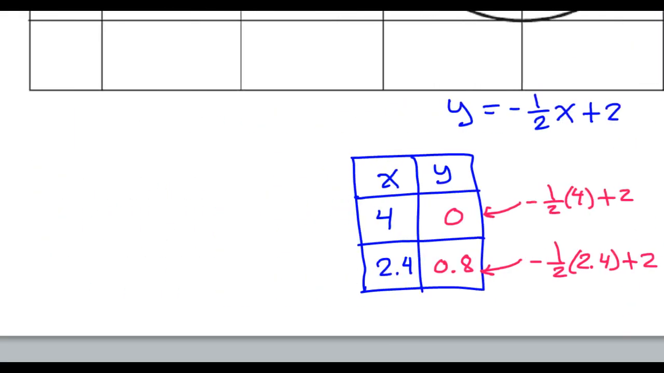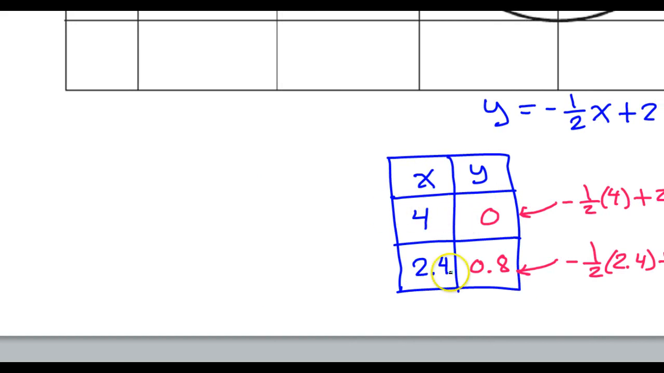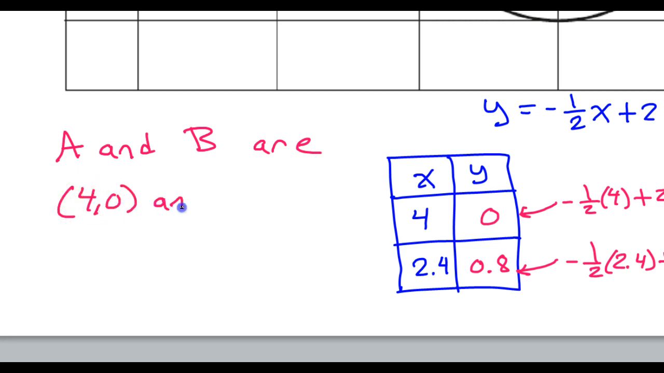So that means these are the points A and B that we were looking for. Okay, so they are 4, 0 and 2.4, 0.8.